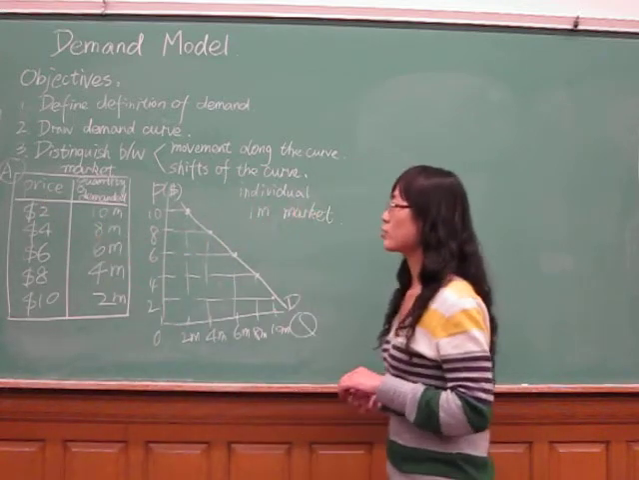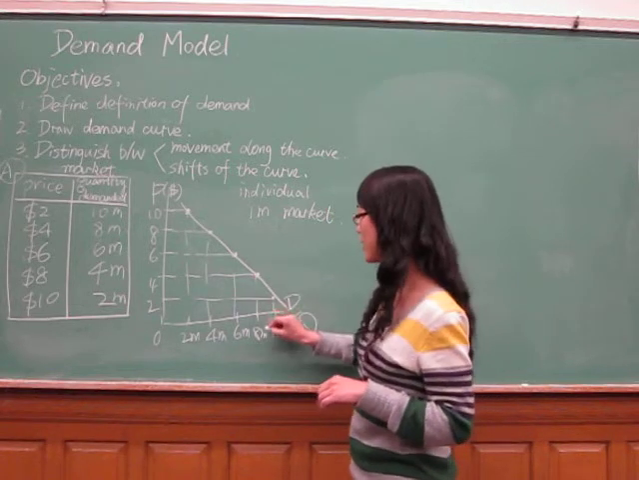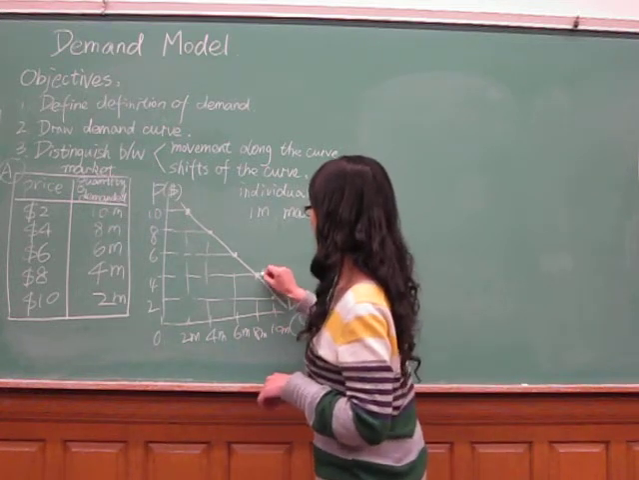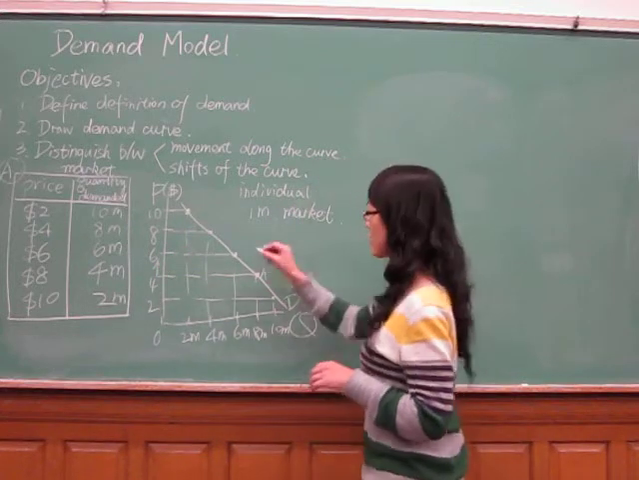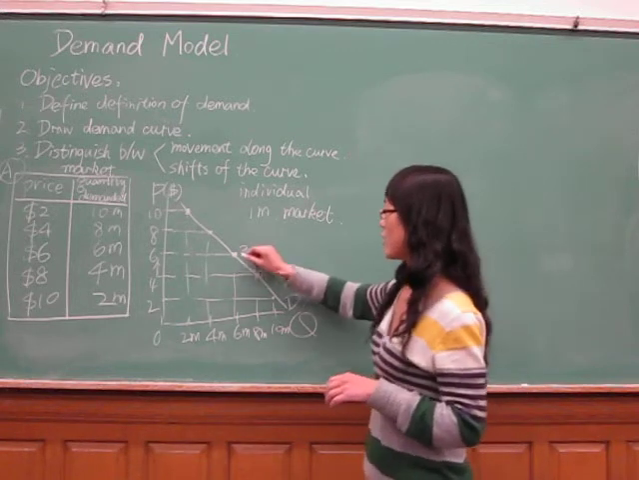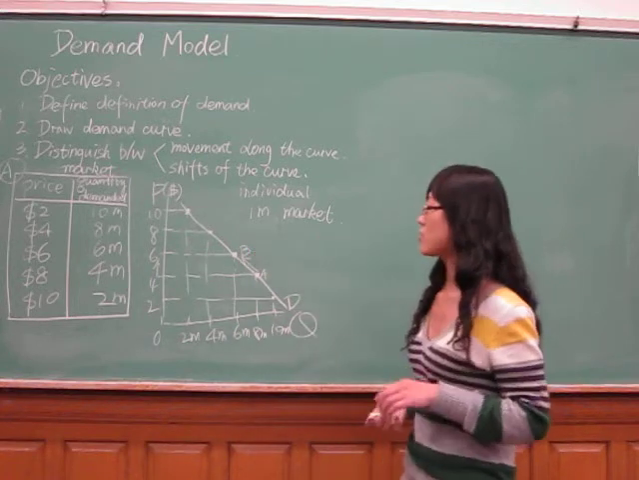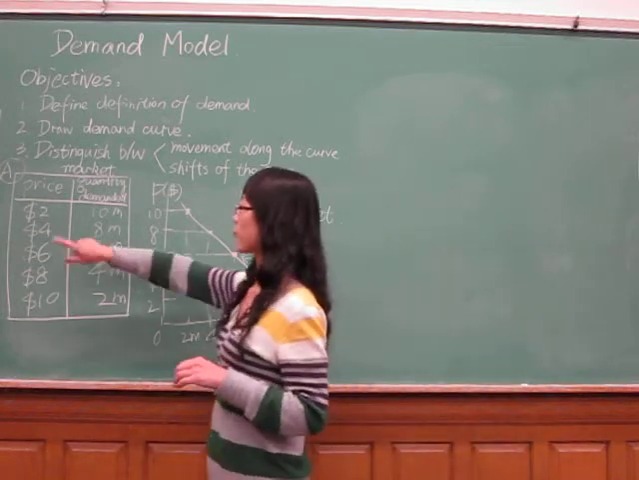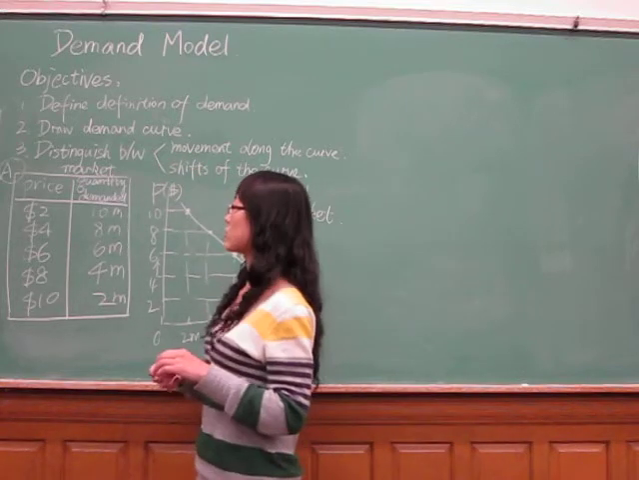Okay? So, for example, originally the price is $4 and the buyers want to buy 8 million, right? 8 million. So it's point A. And if the price goes up to $6, okay, the point will move here to point B. The buyers will buy only 6 million. So it moves from point A to point B. Okay, it's called a movement along the curve, and you should pay attention to that.